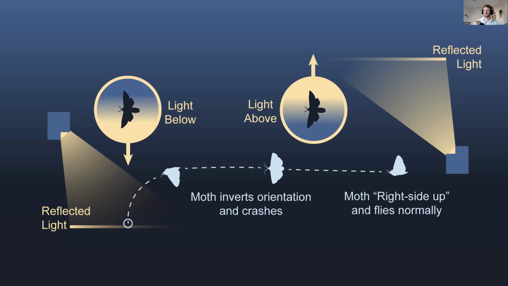We should therefore be able to fix this by changing the direction of the light. So if the light's coming from above them, we should expect the moth or the insect to fly right side up and fly normally, even if it's artificial light. But if that reflected light is coming from beneath, we should expect them to crash.